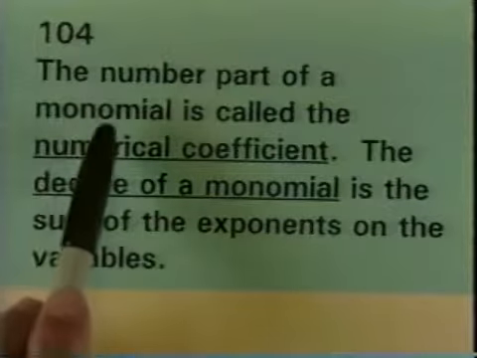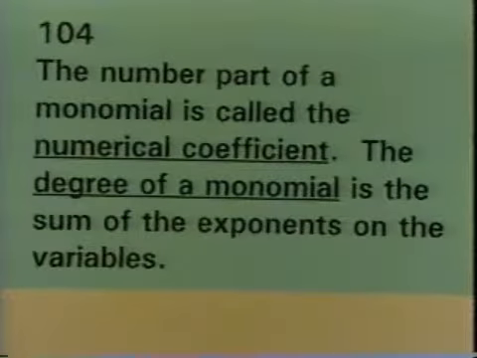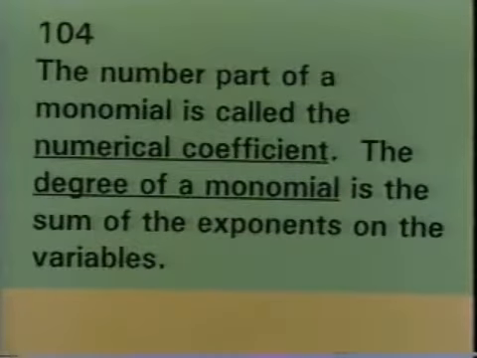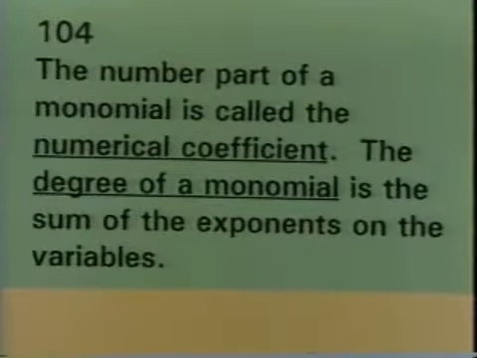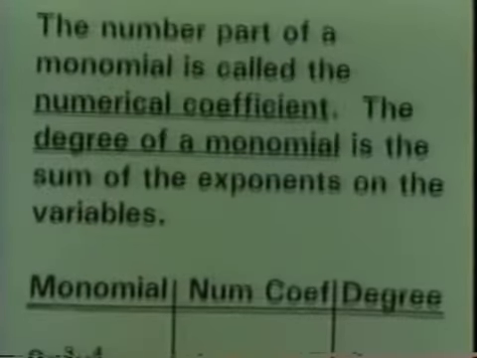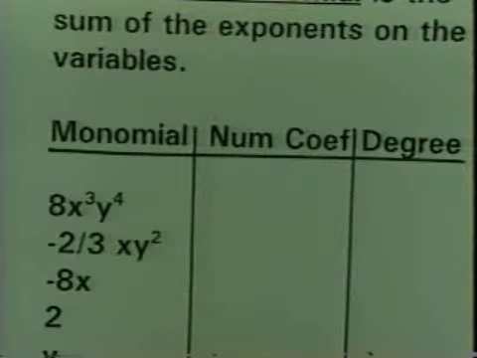The number part of a monomial is called the numerical coefficient. The degree of a monomial is the sum of the exponents on the variables. To help you understand the two definitions, let's look at some examples.